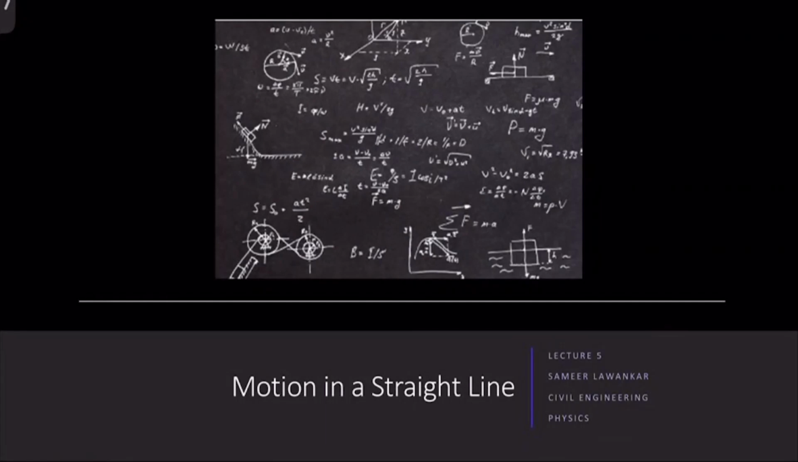Okay, so hello everyone. This is lecture number 5 of motion in a straight line. This may be the last lecture regarding this topic. So, in this, we will start with the discussion about relative velocity. Then we will move on to the summary, and that will be the end of your motion in a straight line. Okay, so lecture number 5.